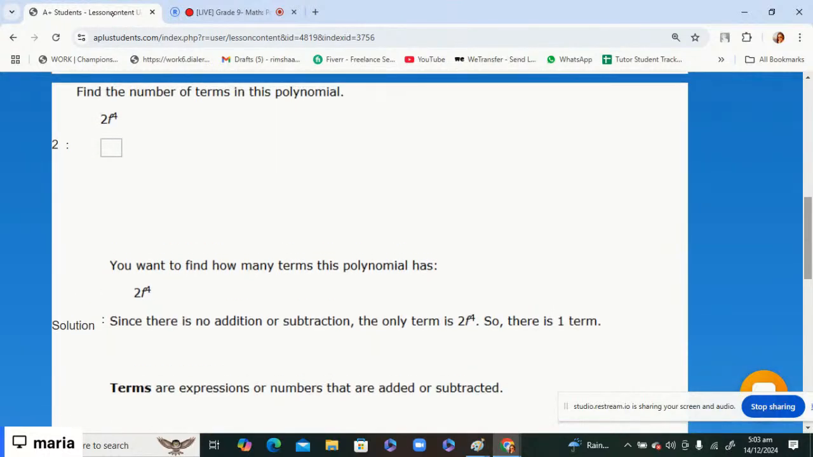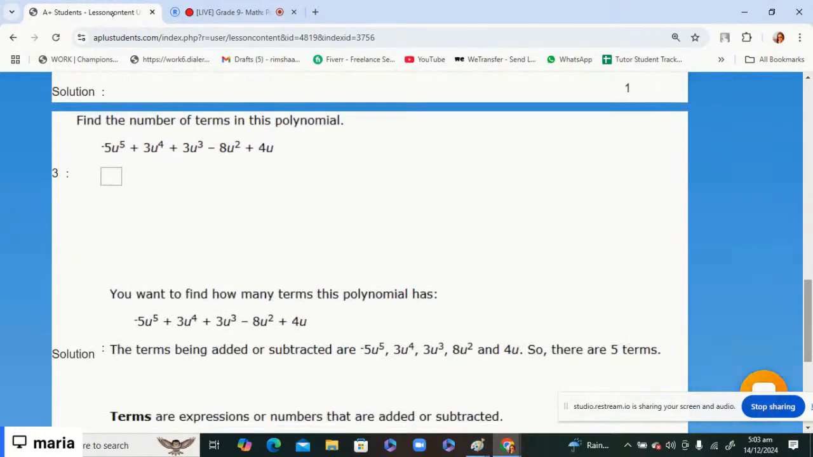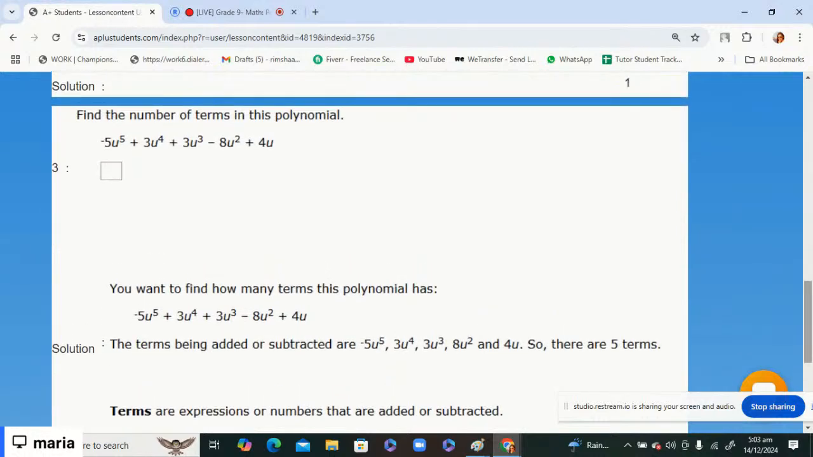Find the number of terms in this polynomial. This is 2f power 4, so this is only one term here. Find the number of terms in this polynomial. Let's just count it out. This is minus 5u power 5 plus 3u power 4 plus 3u cube minus 8u square plus 4u. So how many in total? It's 1, 2, 3, 4, and 5.